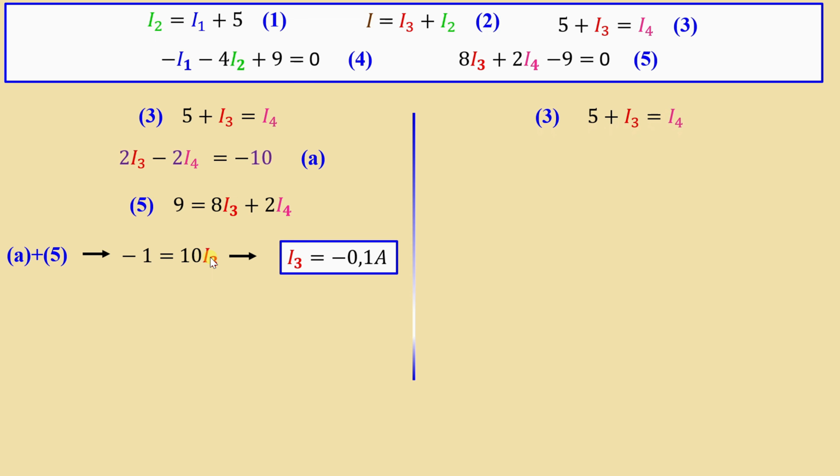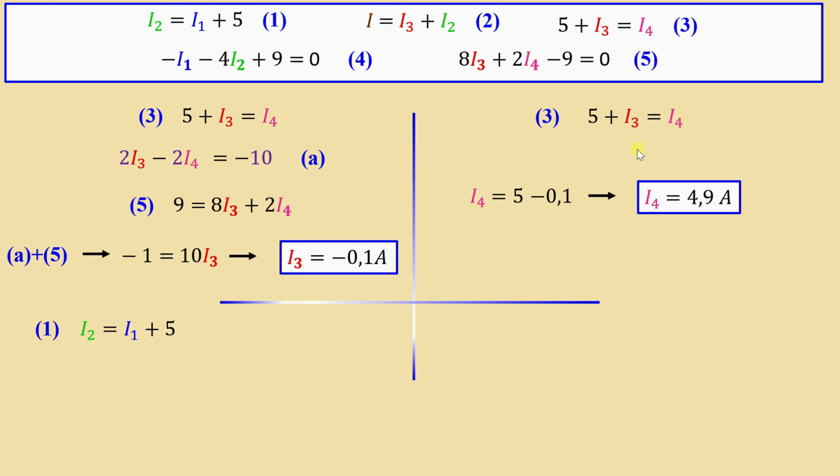We go back to equation 3. We already found I3. That means I4 is 5 plus I3. We obtain finally I4 is 4.9 amps.